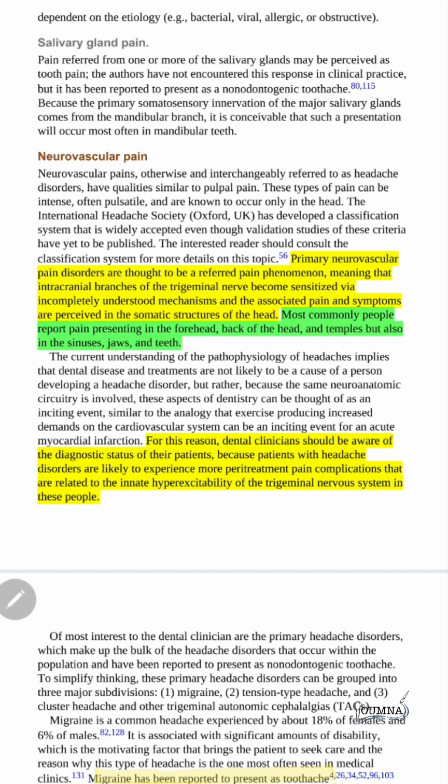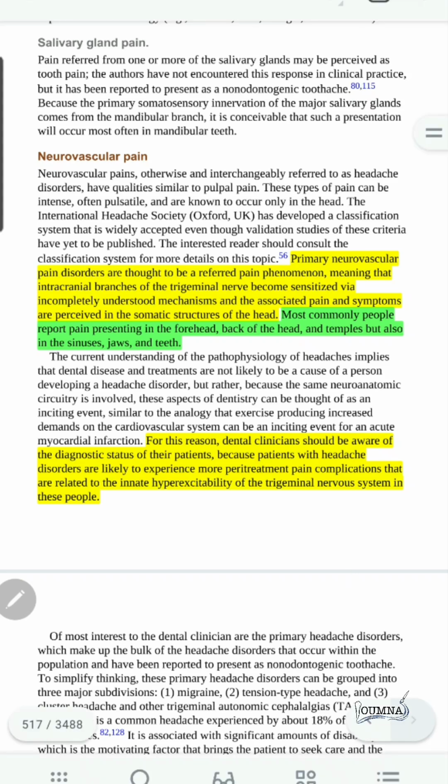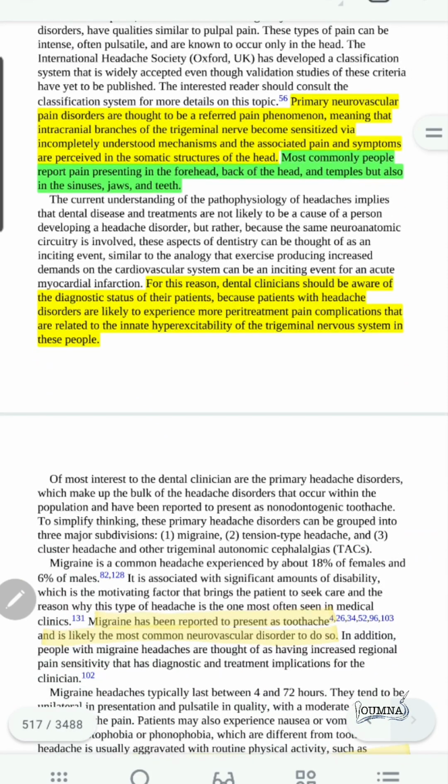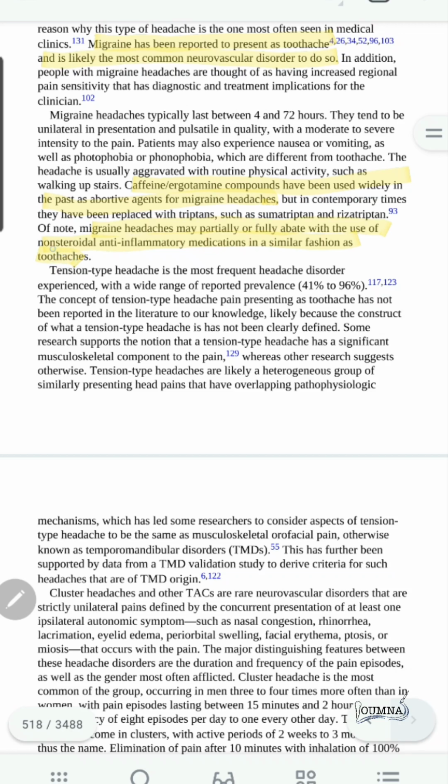Taking the medical history is really important to know if the patient is already suffering from headache disorders, like migraine disorder, because these types of patients are most likely to have these types of neurovascular disorders. They're saying here that non-steroidal anti-inflammatory medications may really relieve this kind of pain.